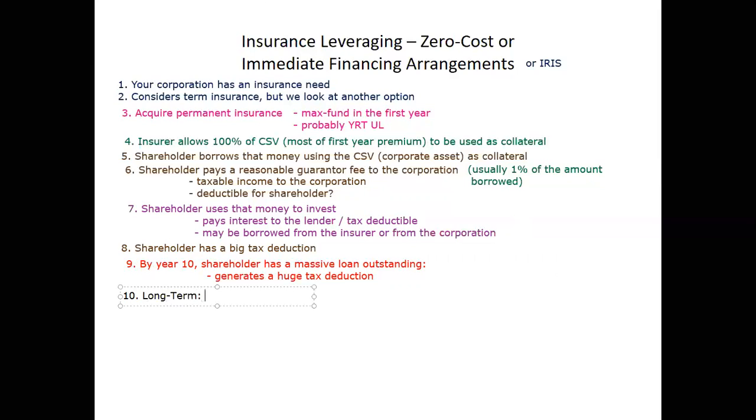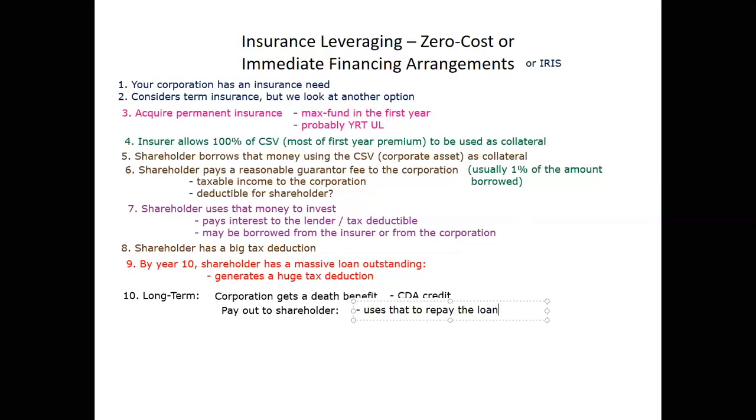So long-term, you're going to have the corporation get a death benefit. And when the corporation gets that death benefit, that's going to create a CDA credit. And then we're going to pay that all out tax-free to the shareholder. And this becomes your exit strategy now, where the shareholder now has the opportunity to use that to repay the loan. Now the shareholder's dead, right? So that's done via the estate.